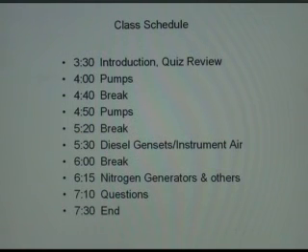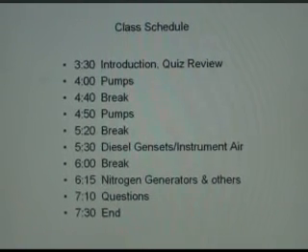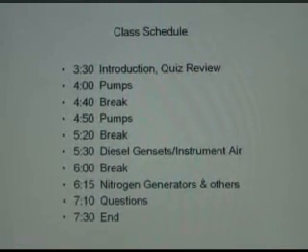So I'm blue. Right, so this is our schedule. We're going to talk about pumps for about an hour, hour and a half or so, and then talk about diesel gensets, instrument air compressors, nitrogen generators, control schemes, things like that, all of which we delve into when we buy large packages of rotating equipment.